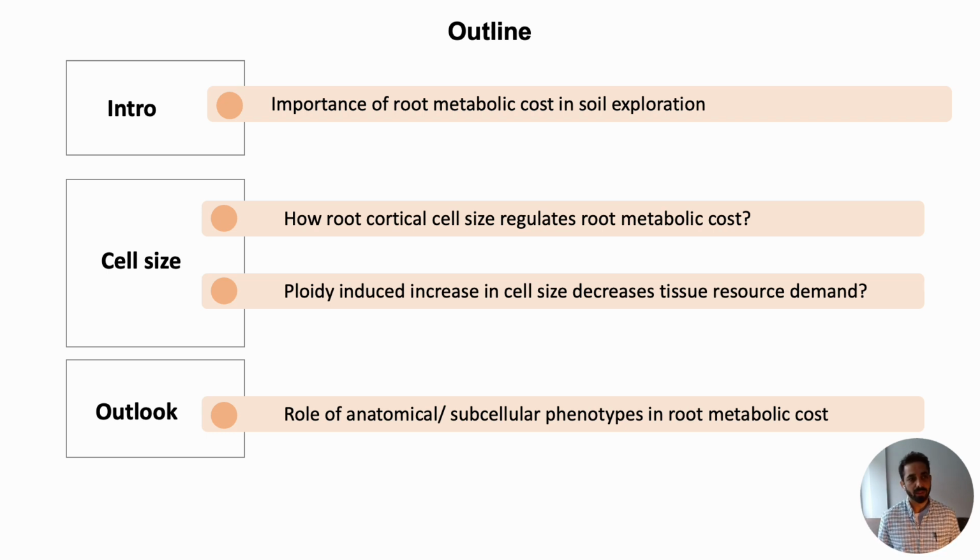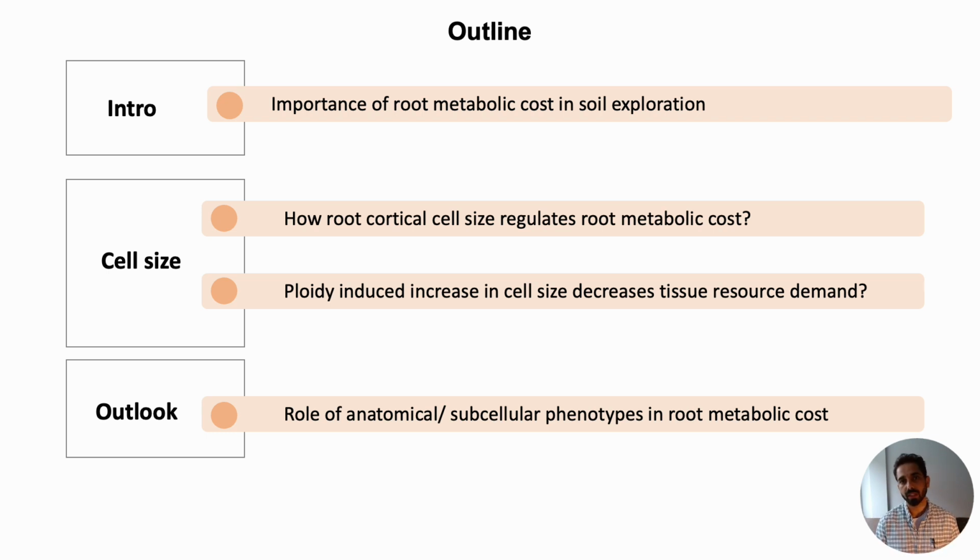And then I'll head into cell size, where I will present two stories, one more on the mechanistic side of cell size and how that regulates root metabolic cost. And the second one, how cell size plays an important role in wheat polyploids, and especially during the wheat domestication process. And then as an outlook, I will talk about some of the related root anatomical phenotypes to cell size, which also regulate root metabolic cost.